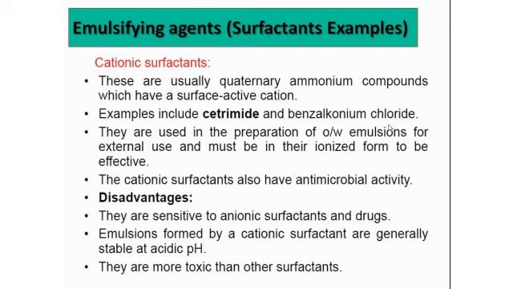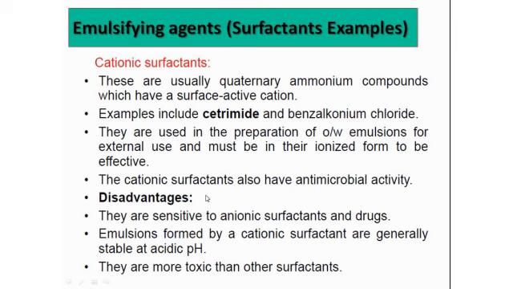They are used in the preparation of oil in water type of emulsion for external use, and they must be in their ionized form to be effective. You should remember the cationic surfactants must always be in the ionic form. Cationic surfactants also have antimicrobial activity, because benzalkonium chloride is used as a preservative due to its antimicrobial activity.